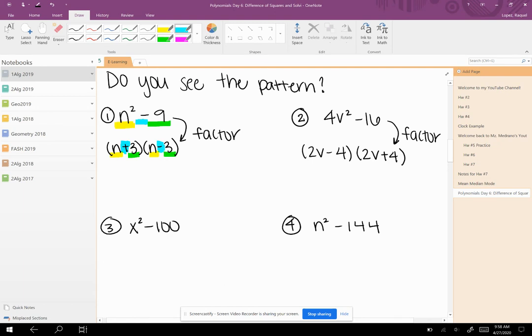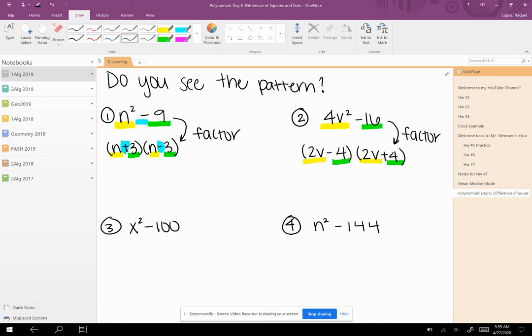Same thing for number 2. So this first term right here is a perfect square. The square root of 4 is 2. The square root of v squared is v. So the square root of that whole thing is 2v. The square root of 16 is 4. Okay, this is called difference of squares.